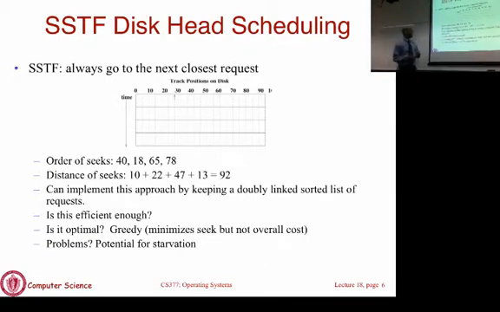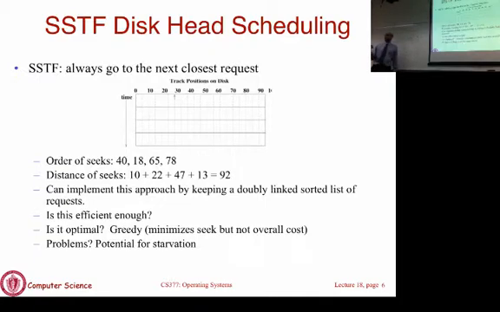So this is a greedy algorithm. It is going to do better than FCFS, but it does have the potential for starvation. And here is why. Let me just draw a small disk here. The disk head is here, and then there are all sorts of random requests.